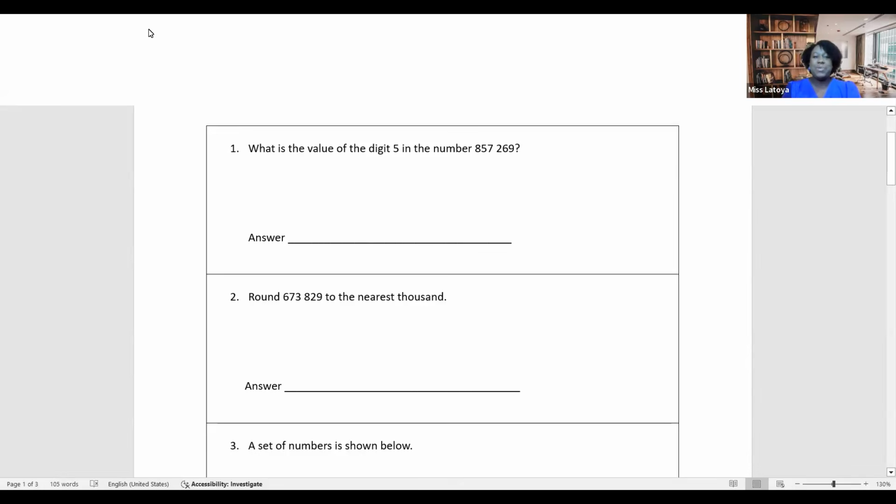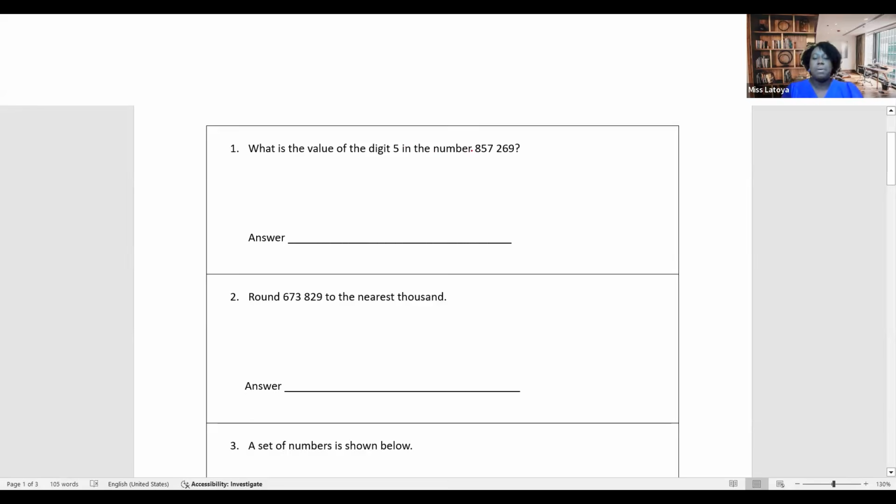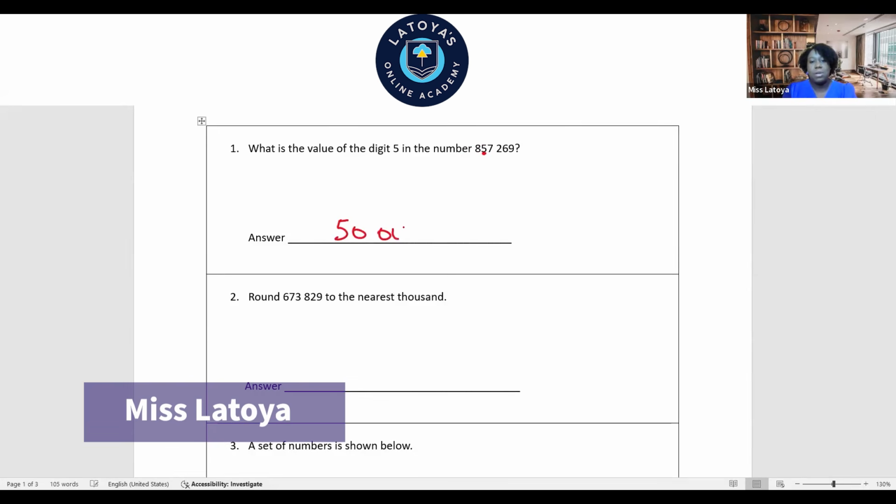This is the CE 2026 Math Past Paper. What is the value of the digit 5 in the number 857,269? The value of this 5 is 50,000.